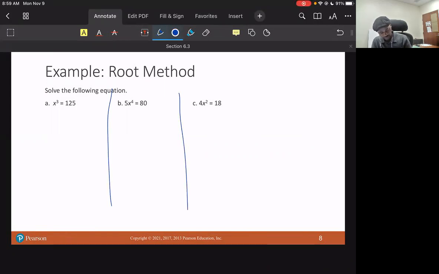This first one, I want to solve x cubed equals 125. My cube term is by itself. So to solve it, you take the cube root of both sides.